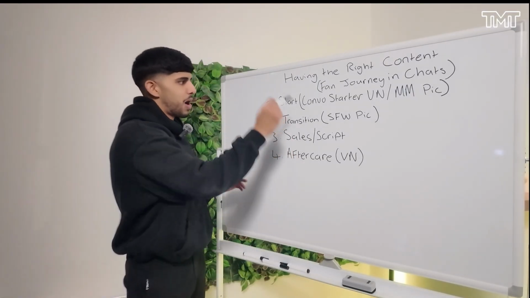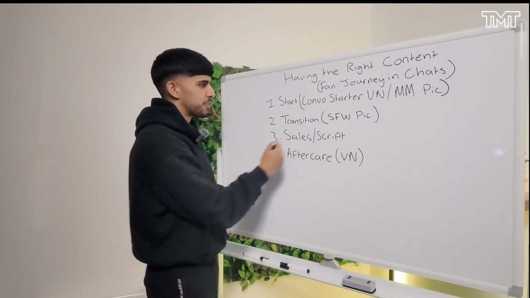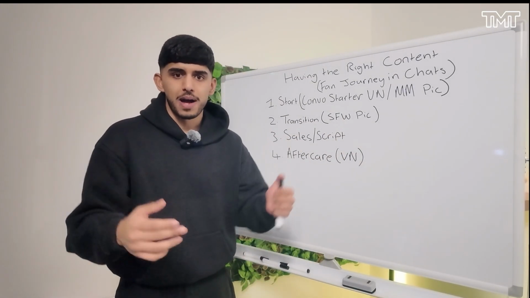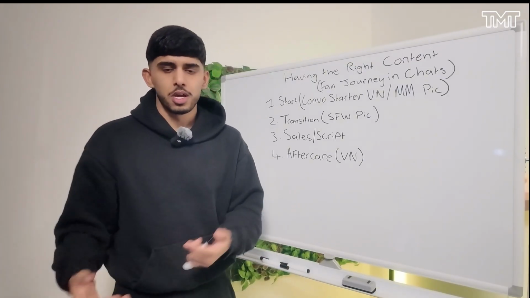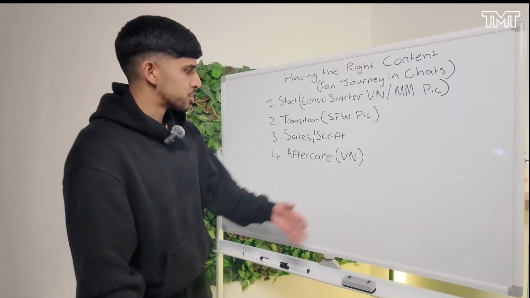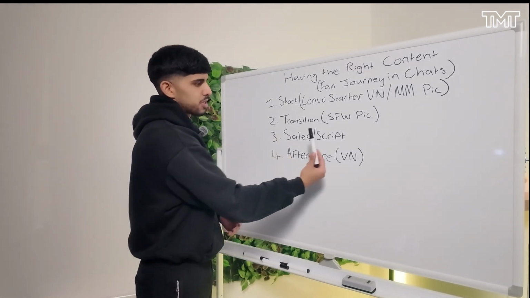But you need to think about, after you've started the conversation, what do you need for the transition? Now this is a safe for work picture, basically letting the fan know in real time where the model is. Obviously the model's not there, it's the chatter that is speaking to them, but this is where you start the script, because the third part is the sales script.